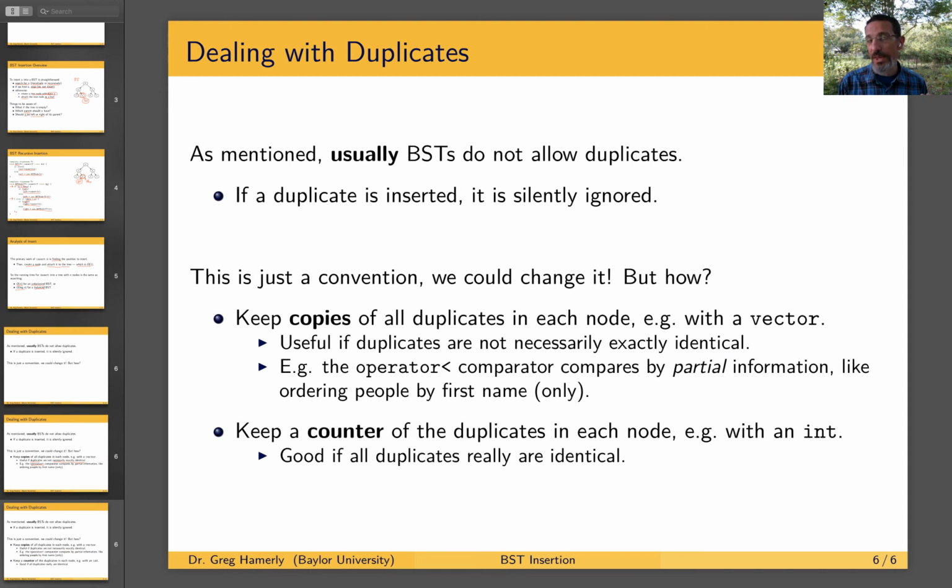And this, of course, is more memory efficient because what we would do is anytime we saw a duplicate item, we would simply increment the item's counter at that node. And whenever we removed it, we would decrement the counter at that node. And if that counter goes to 0, then we would actually extract that node from the tree. And this is good if the operator less than reflects complete information about which nodes are really less than or really greater than each other, because the operator less than is based on complete information in the object.